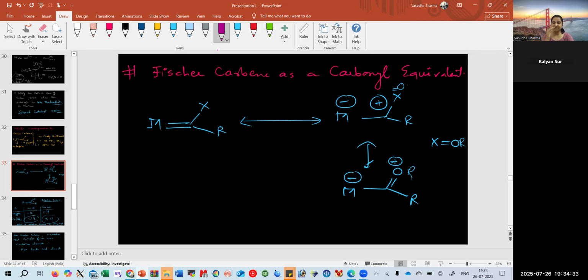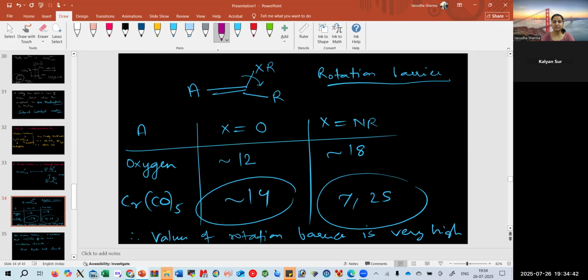equivalent. Here we found that the Fischer carbene can be considered a carbonyl equivalent, with a more electronegative environment and more double bond character. Why? Here A can be Cr(CO)5; if it is Cr(CO)5, that becomes a Fischer carbene. If it is oxygen, that becomes your normal carbonyl. So if X equals O, or NR, like methoxide, butoxide, ethoxide, this becomes one group. And if you have an amine group, that is another group.